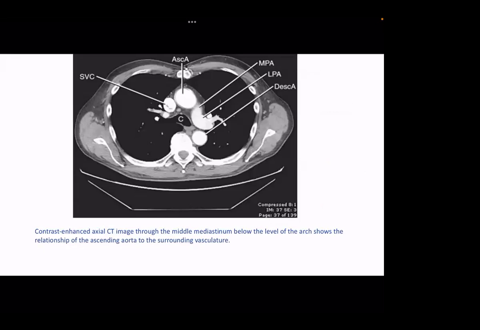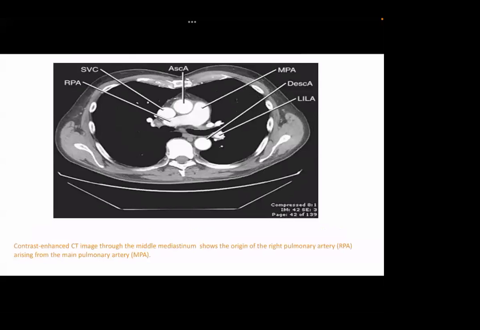This is the contrast enhanced axial CT image through the middle mediastinum, showing the relation of the ascending aorta to the surrounding vasculature. As you can see here, the ascending aorta lies anteromedial to the superior vena cava and lies to the right of the main pulmonary artery and the left pulmonary artery. And here is the right pulmonary artery. It lies posterior to the superior vena cava, and this is the ascending aorta and its relation to the main pulmonary artery.